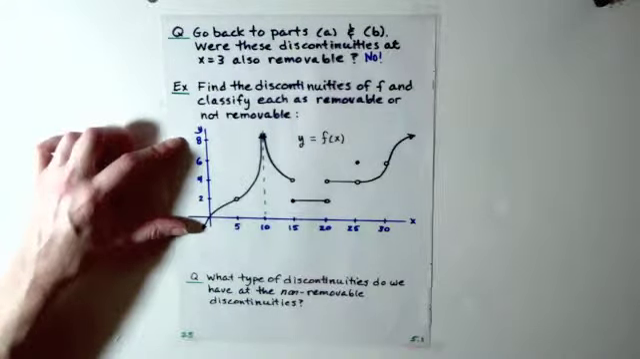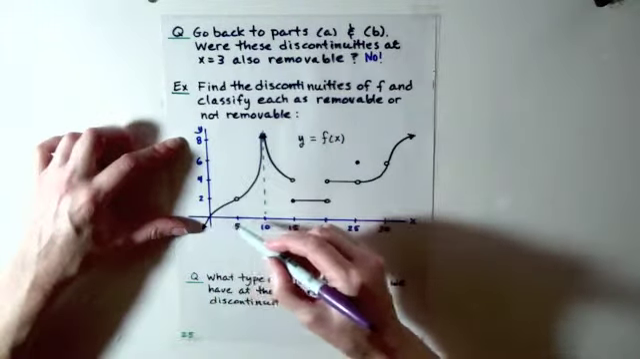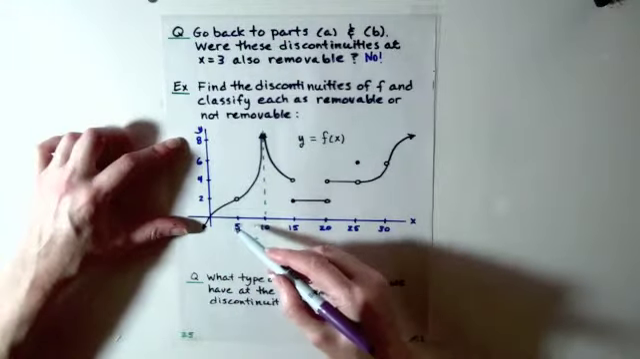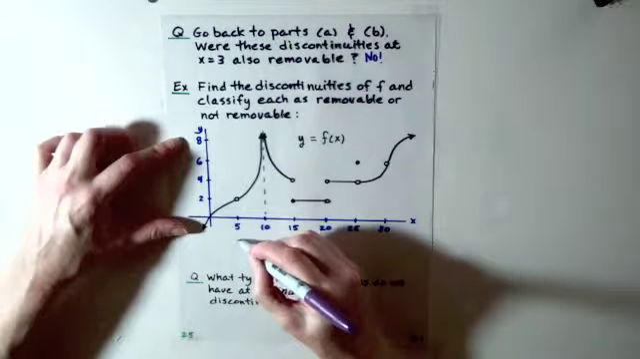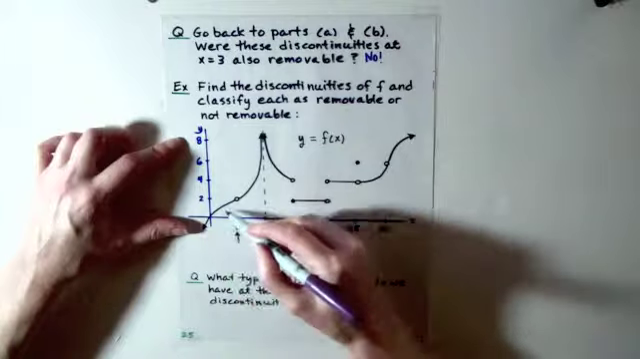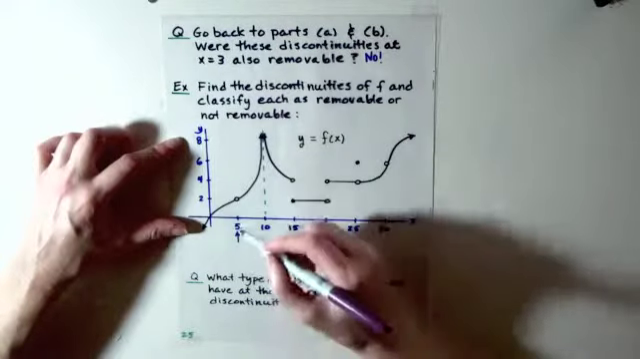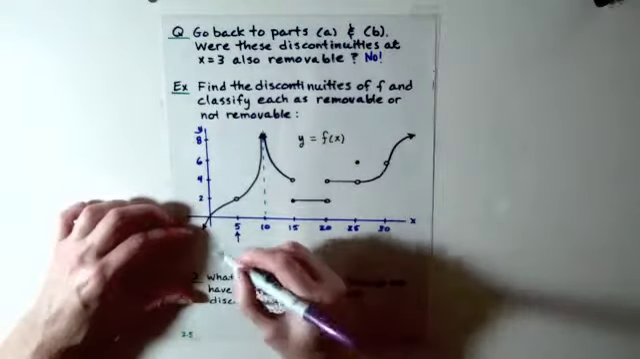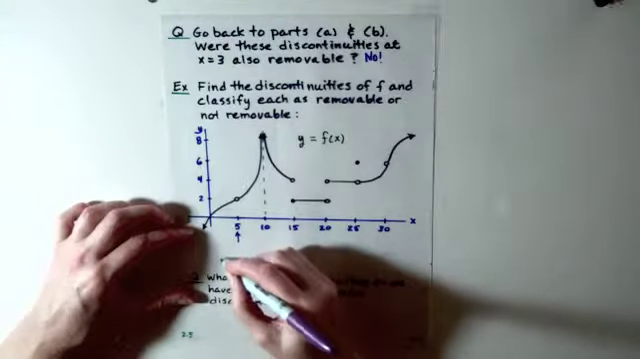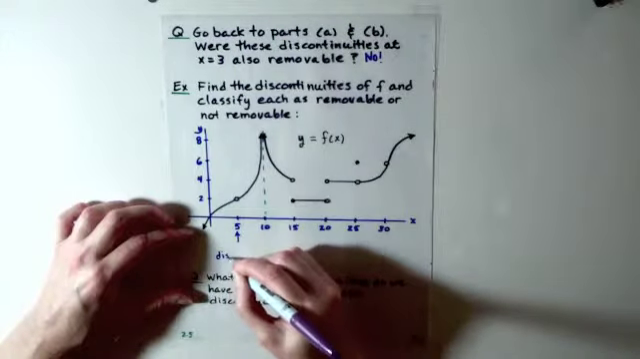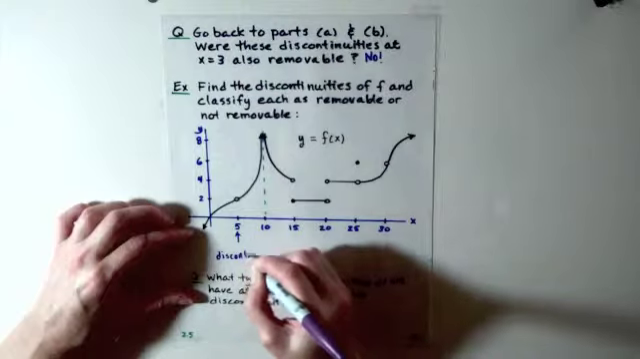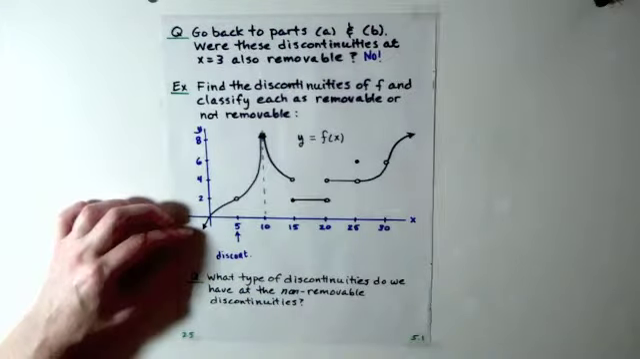So let's just go ahead and look at each discontinuity. Well, if I come in from the left, the first discontinuity occurs here at x equals 5. I can see I'd have to lift my pen off the paper to draw the graph through x equals 5. So the function is definitely discontinuous at x equals 5. I want to decide, is that a removable discontinuity or is it not a removable discontinuity?